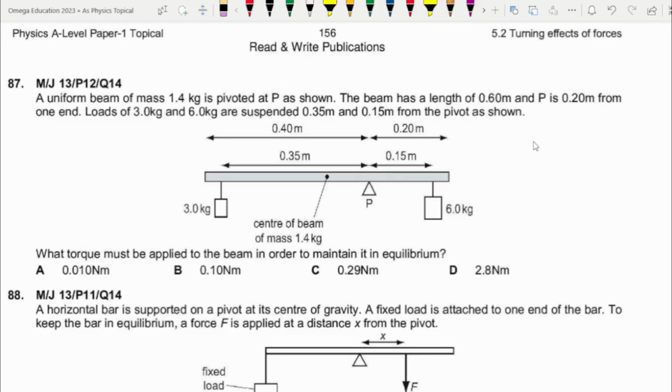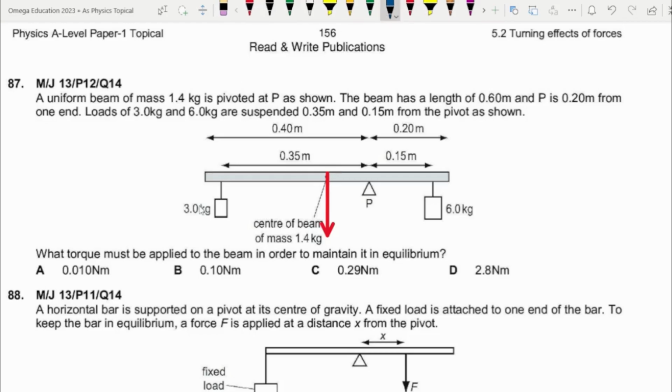Okay, let's take a look at the next one. The beam is uniform, which means the center of weight is exactly at the middle point. In this question the weights are not given, the forces are not given, rather the masses are given. So you can apply the principle of moments in terms of the mass. That would be the same thing.